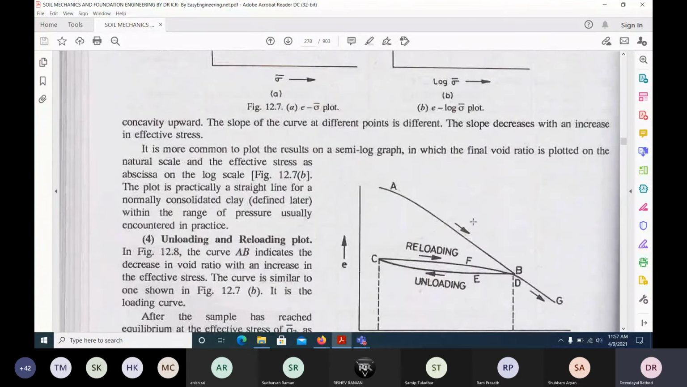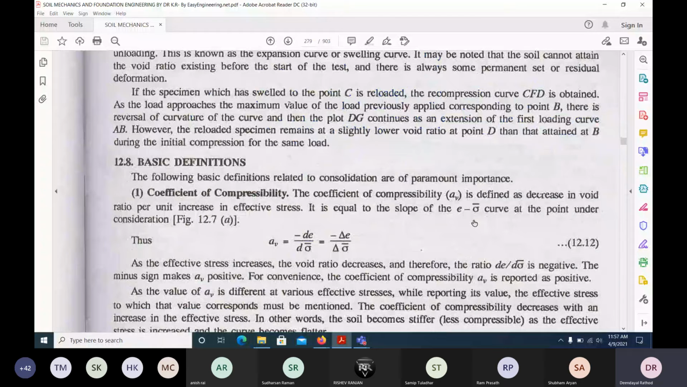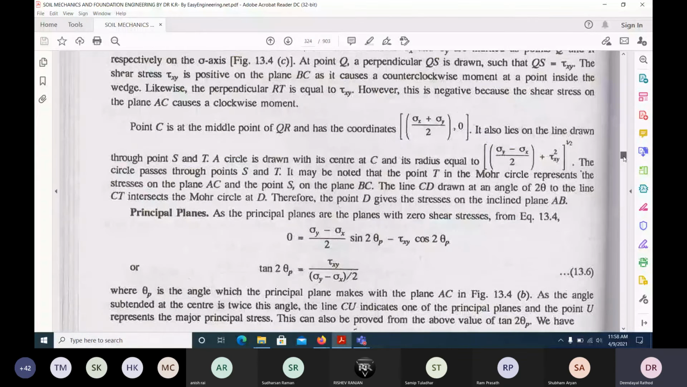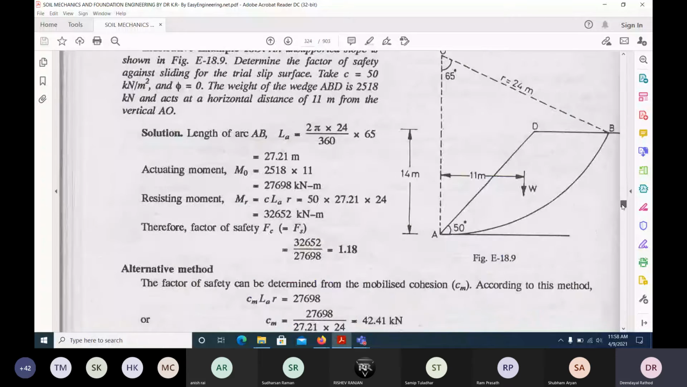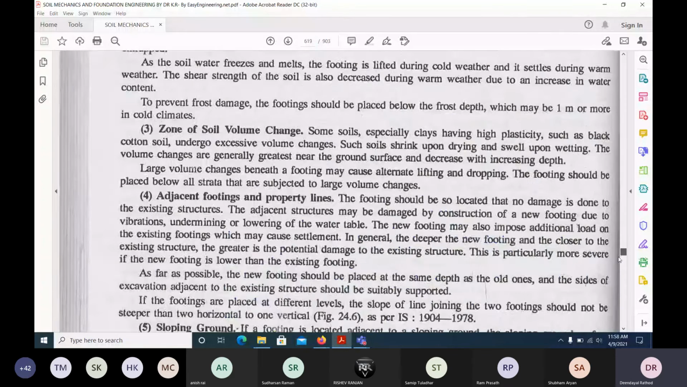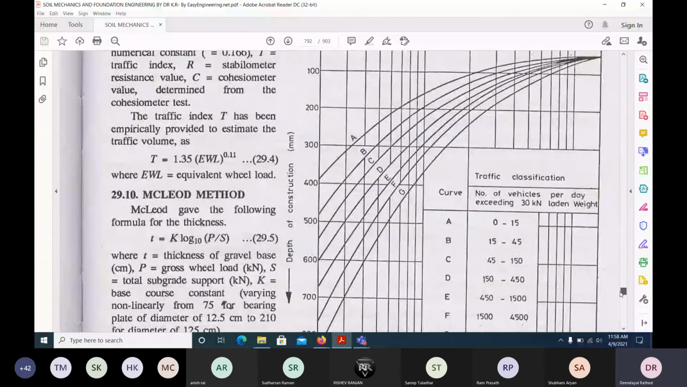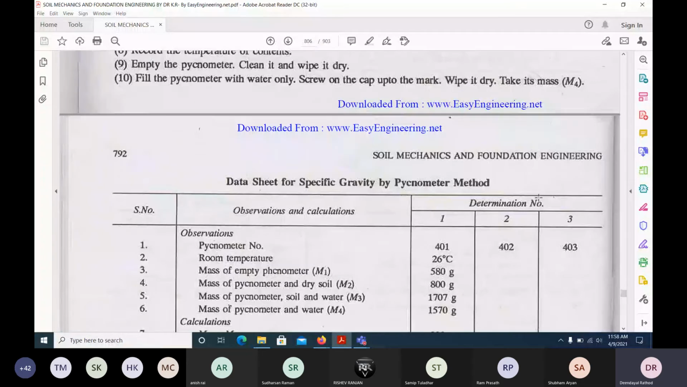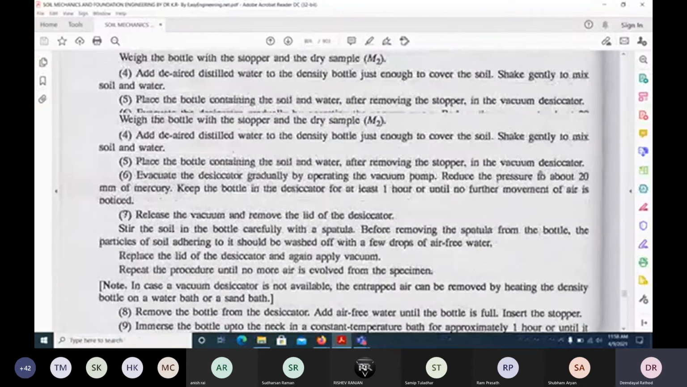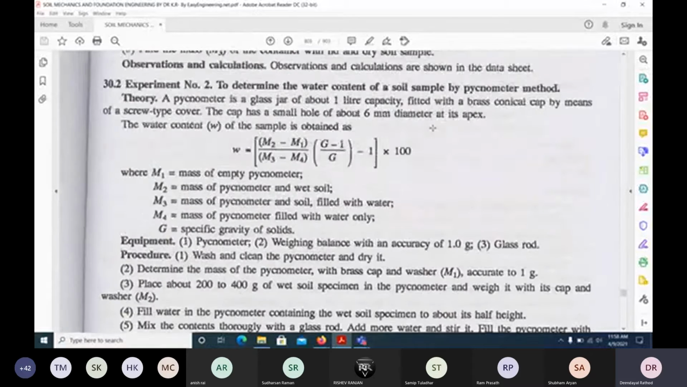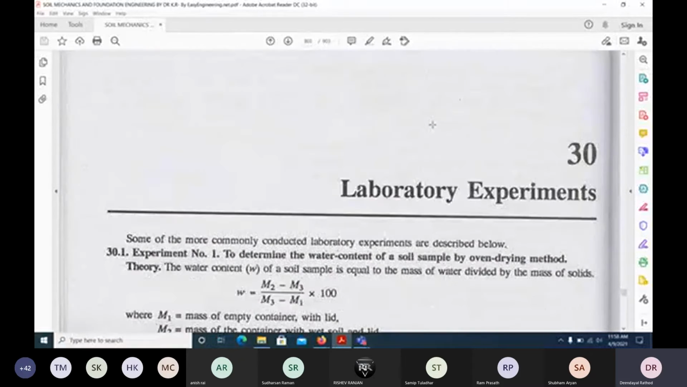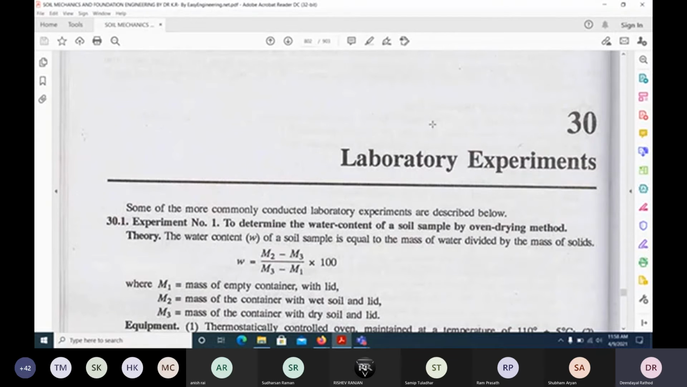Maybe in the next class we can see some basic definitions. All these tests may be included in the appendix. Let me check whether we have it in this book. Somewhere at the end, whatever tests we generally use in your laboratory, I think they are there. When you go through this, it will give laboratory experiments and understanding of this subject.